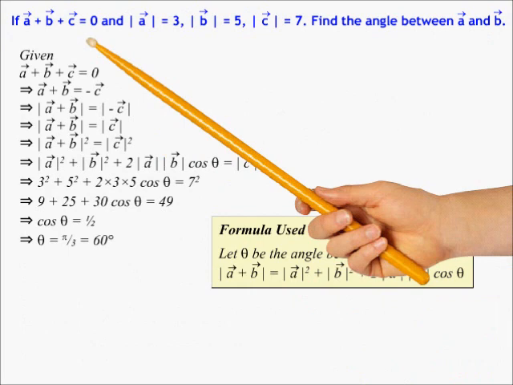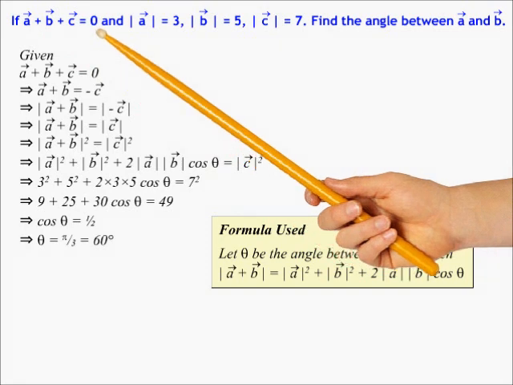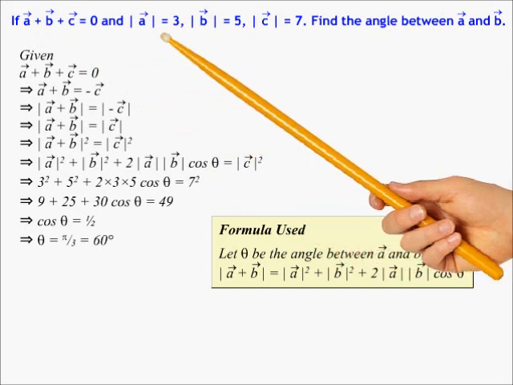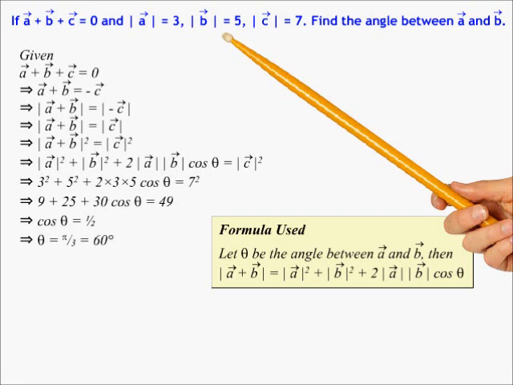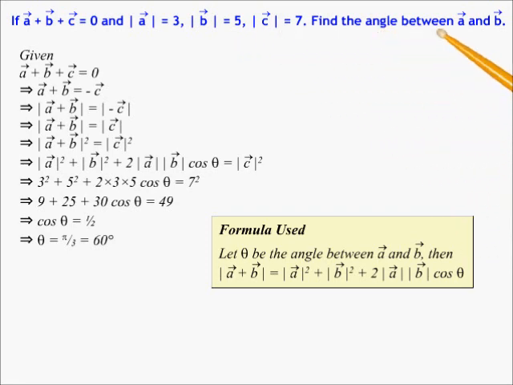Watch the next problem. Here it is given that vector A plus B plus C equals 0, mod A equals 3, mod B equals 5, and mod C equals 7. We have to find the angle between vector A and B. You can solve the problem by many methods. The easiest way is probably this method.